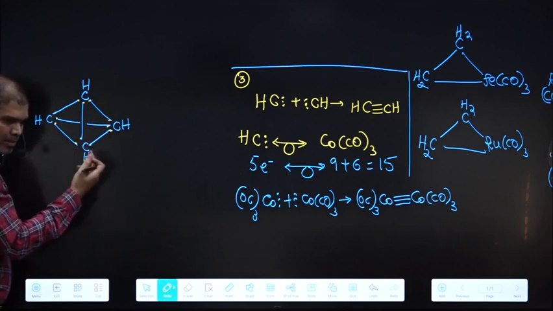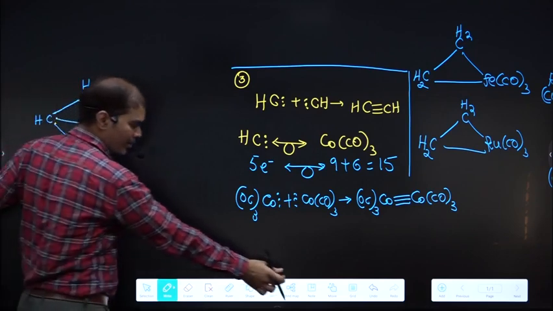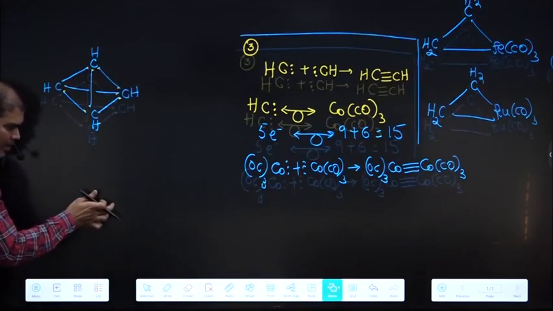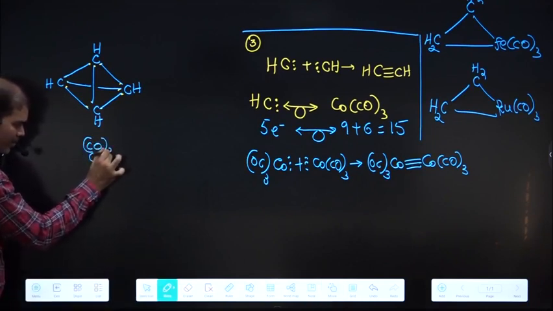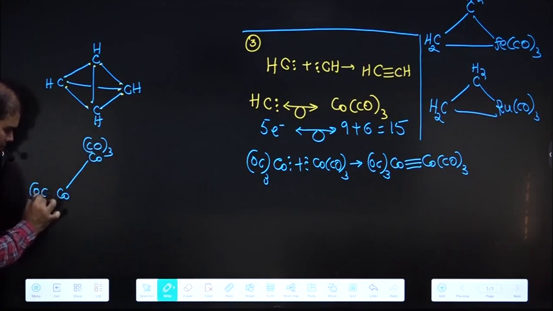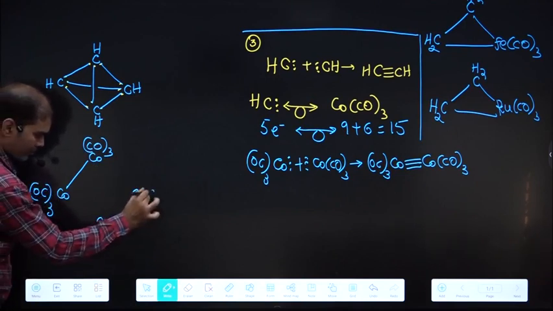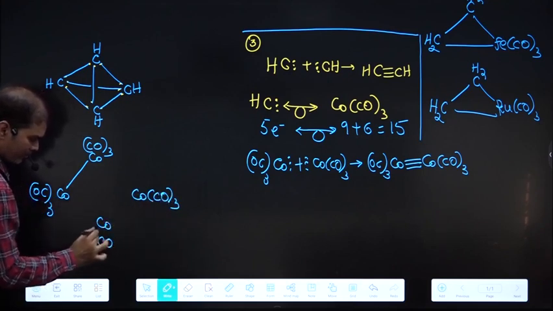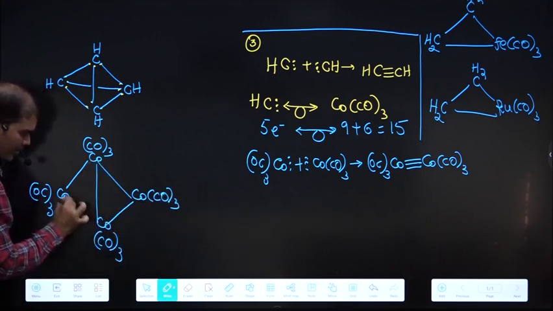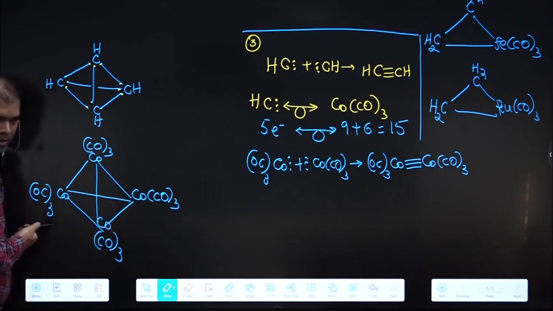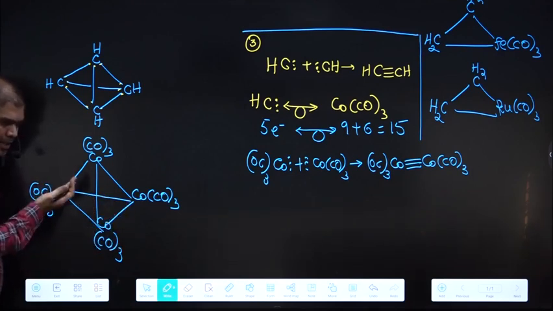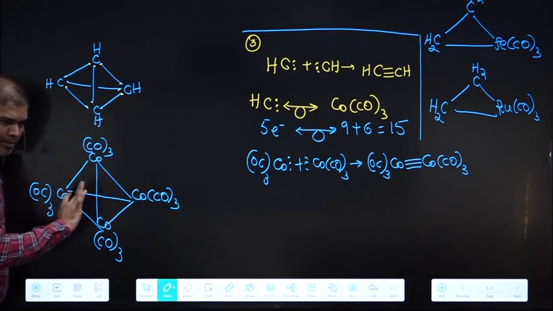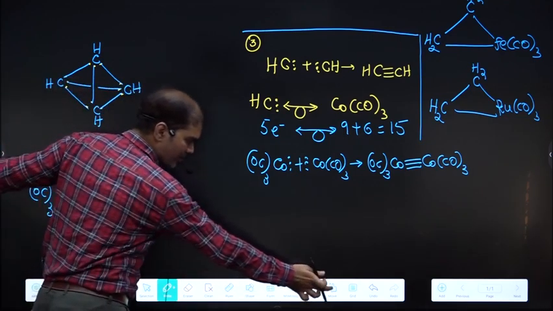A methylidyne is isolobal with which unit? Co(CO)3 unit. So in the place of a CH, can I replace it with a Co(CO)3? Let me replace. So that should also give you a tetrahedral skeleton. Is it there in your organometallic chemistry, Co4(CO)12? Yes, it is existing. But the only difference was there were 3 bridging carbonyls at room temperature. If I take it to higher temperature, that will be terminal only.